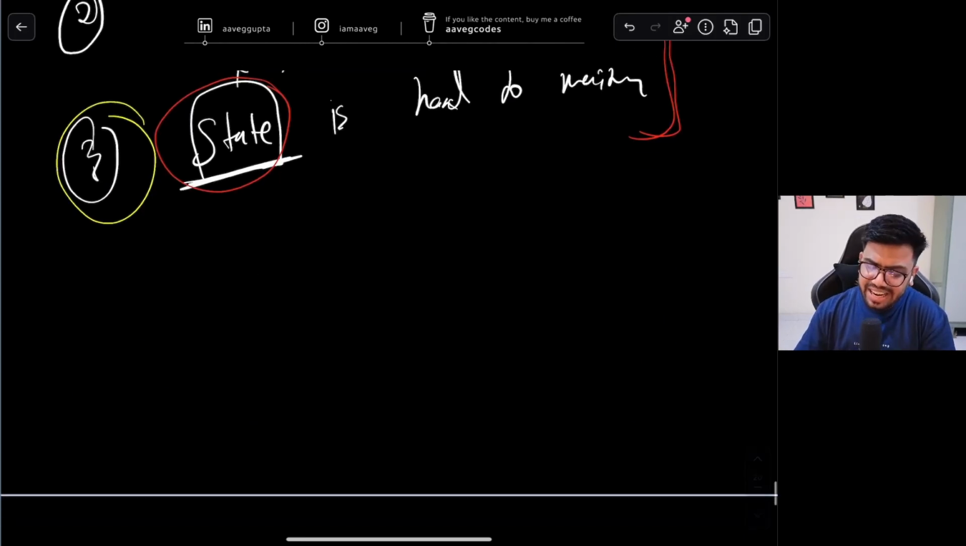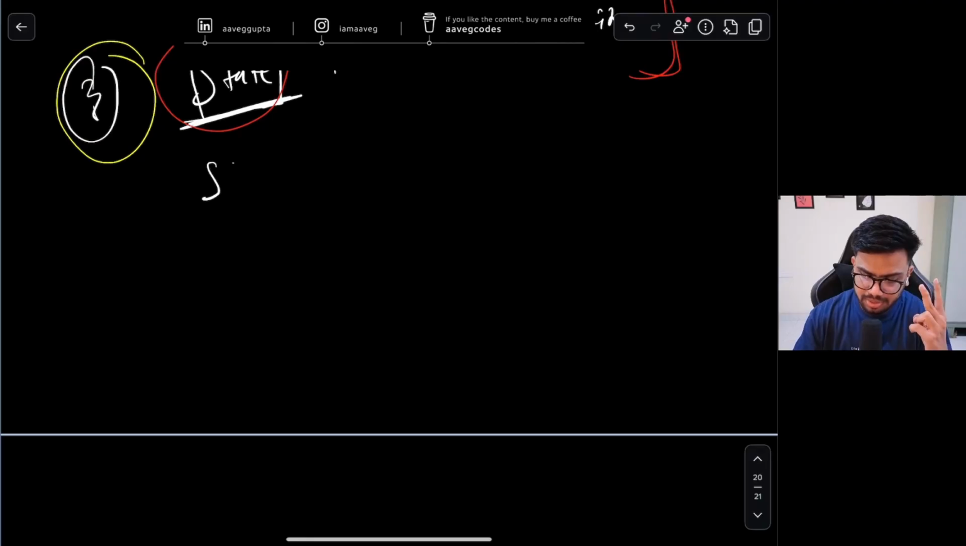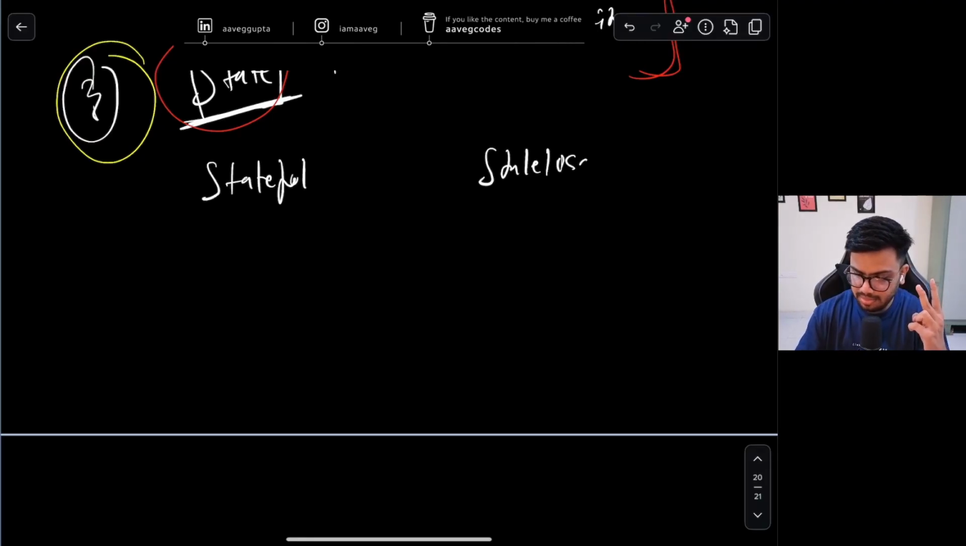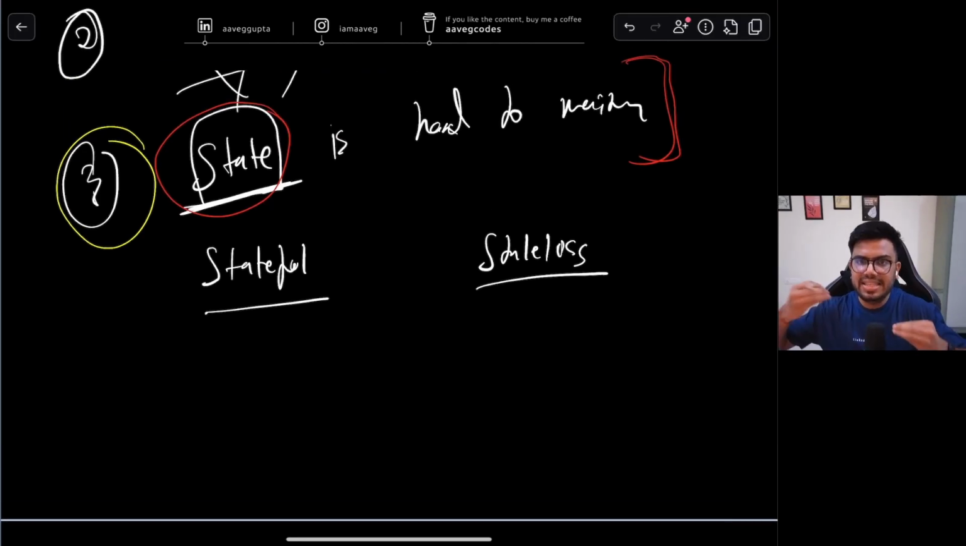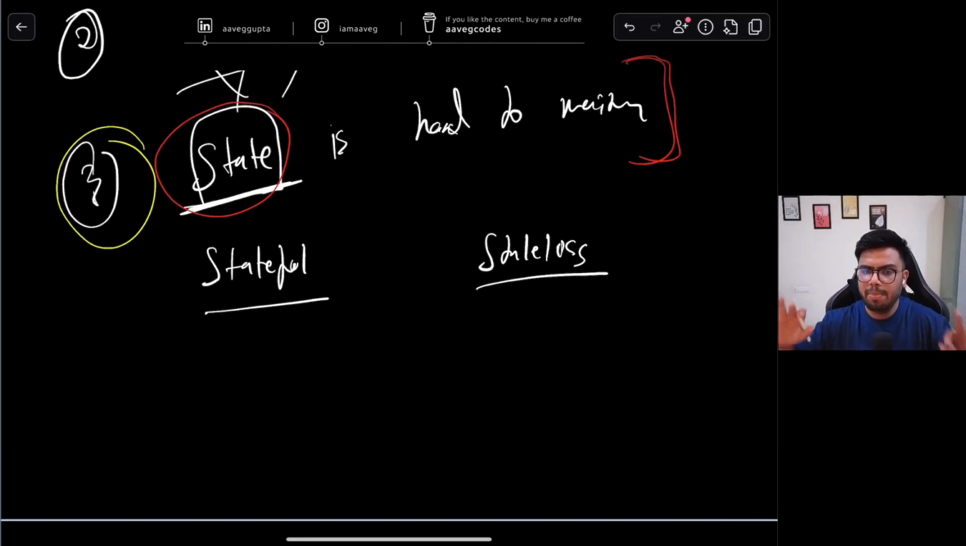What I mean by state is that there are two important terms: stateful or stateless. And whether horizontal scaling is easy or difficult to set up depends on these two things, whether your system is stateless or your system is stateful. Let's try to understand.